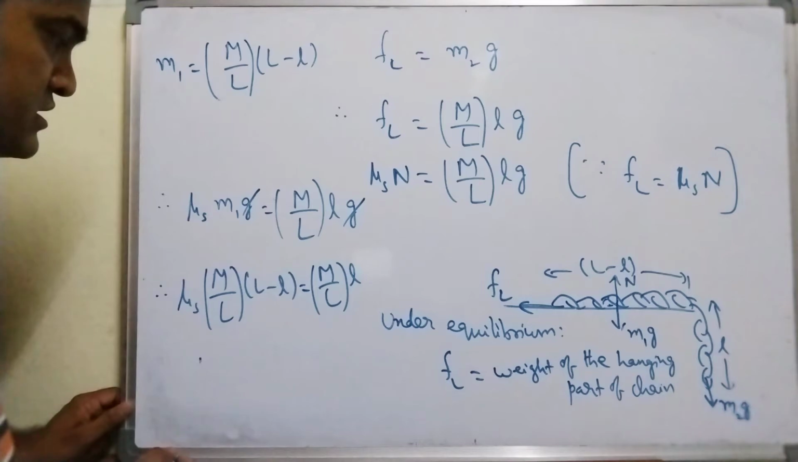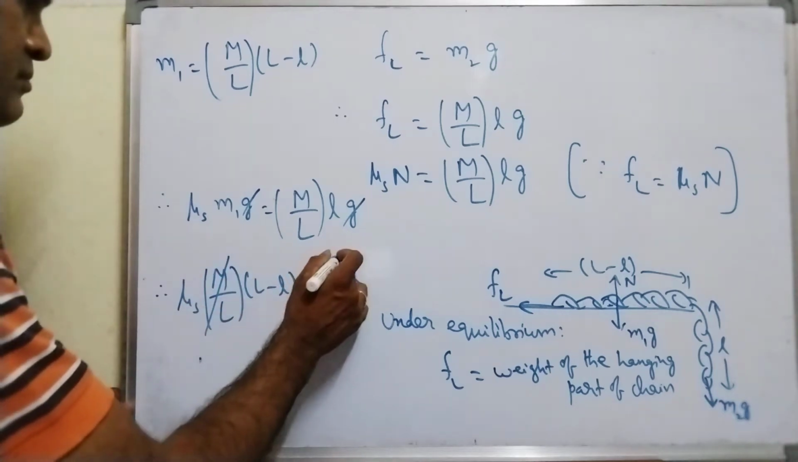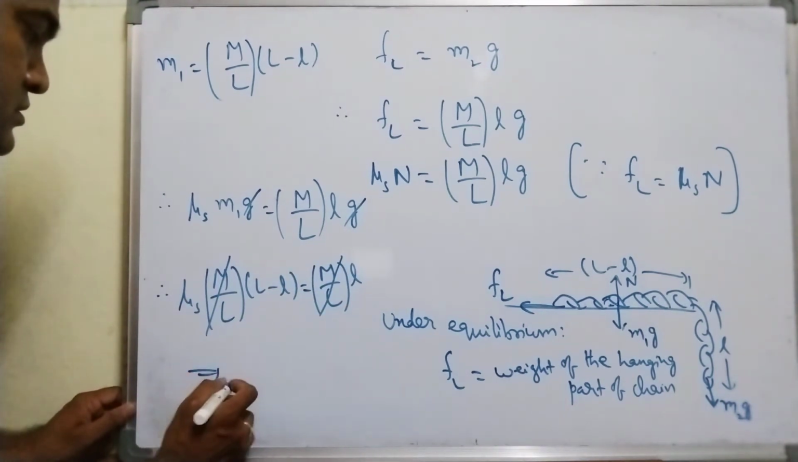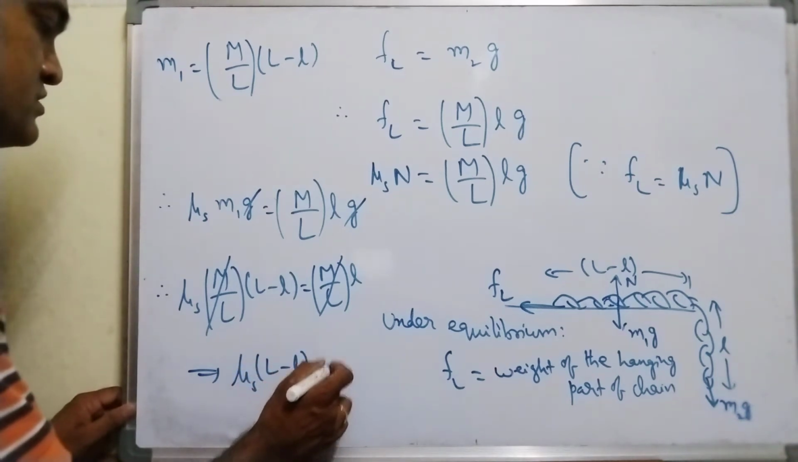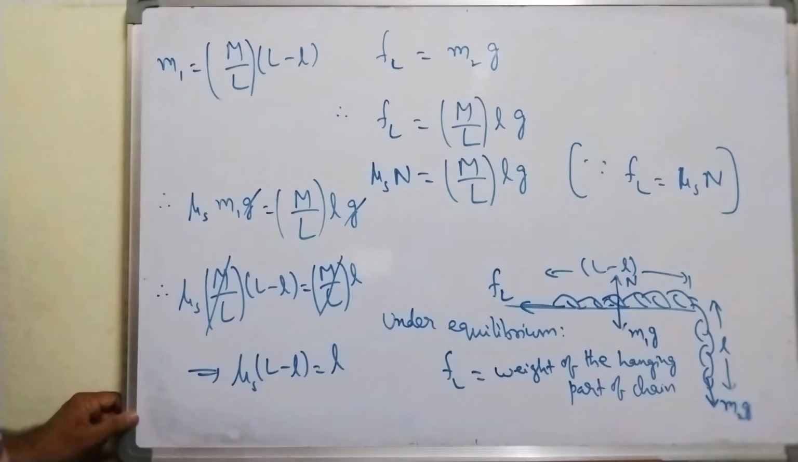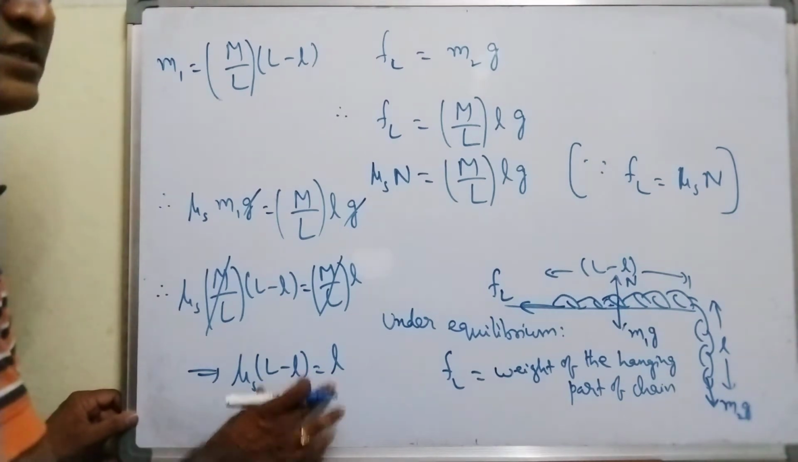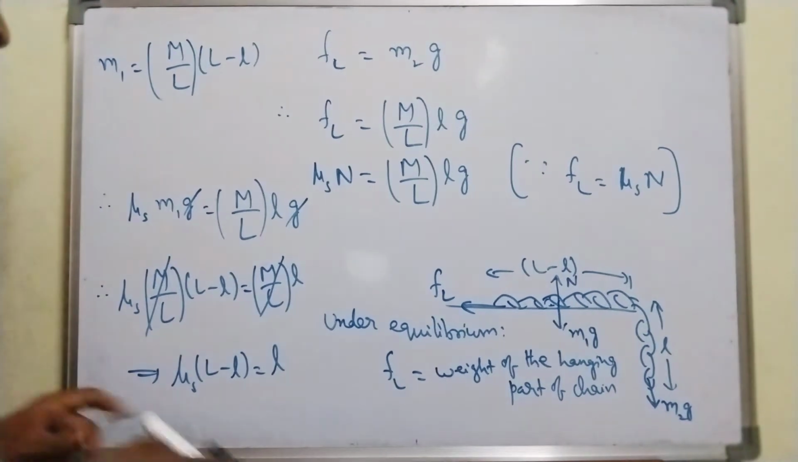Now is there any term that is going to get cancelled? Yeah, m by L gets cancelled. Now what is remaining? Mu s into (L minus l) is equal to small l. But what is my intention? My intention is to find out small l, the length. What is the hanging part of the chain?